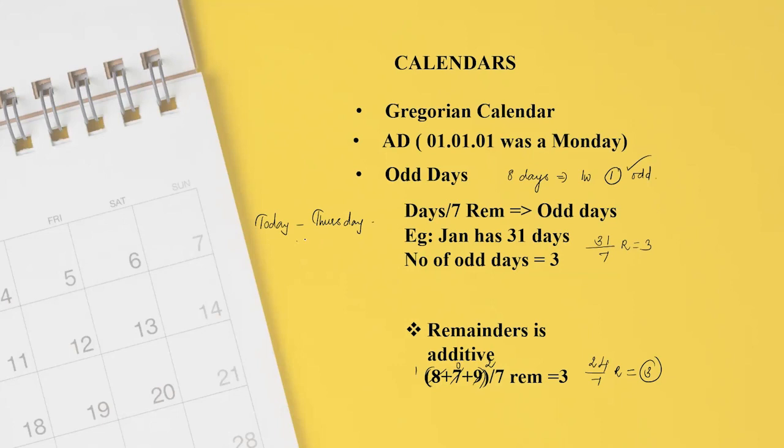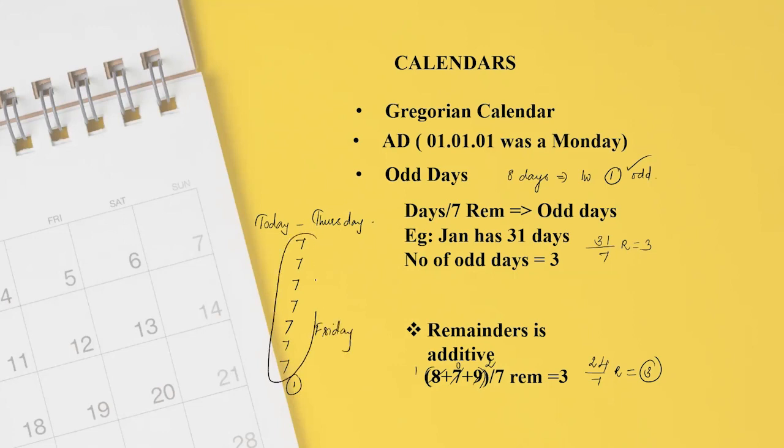After 7 days, it will again be a Thursday. Again after 14 days, it will be a Thursday. After 21 days, again a Thursday. After 28 days, a Thursday. After 35 days, a Thursday. After 42 days, a Thursday. After 49 days, a Thursday. So one more day is left, so it's definitely Thursday plus 1, which is Friday. So what basically was I doing out?